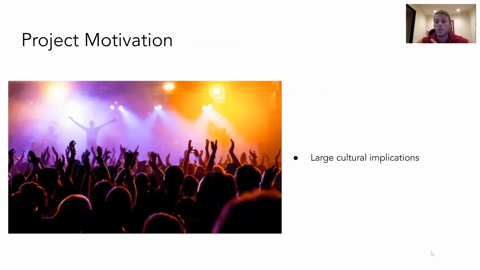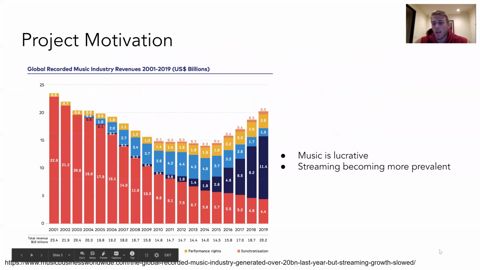So music is a very large industry and can be seen in cultures throughout the world, very prevalent. And also music is very lucrative. It's a big business, generates a lot of revenue every year. And as you can see from this graph, streaming is becoming more prevalent and more influential in the world.